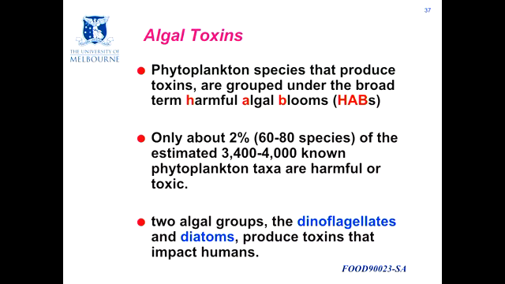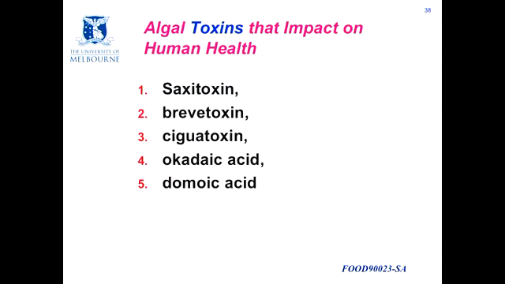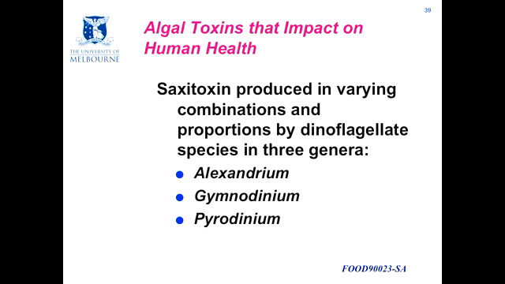Similar to the classification of bacterial toxin, microbiologists have grouped algal toxin into two major categories: dinoflagellate and diatom algae. So all the toxin-producing algae belong to either one of these two groups, dinoflagellate or diatom. Different types of algal toxin, again, don't worry about the names: saxitoxin, brevetoxin, ciguatoxin, okadaic acid, domoic acid, all of these are algal toxins. Just remember the two groups, the dinoflagellate and the diatom.